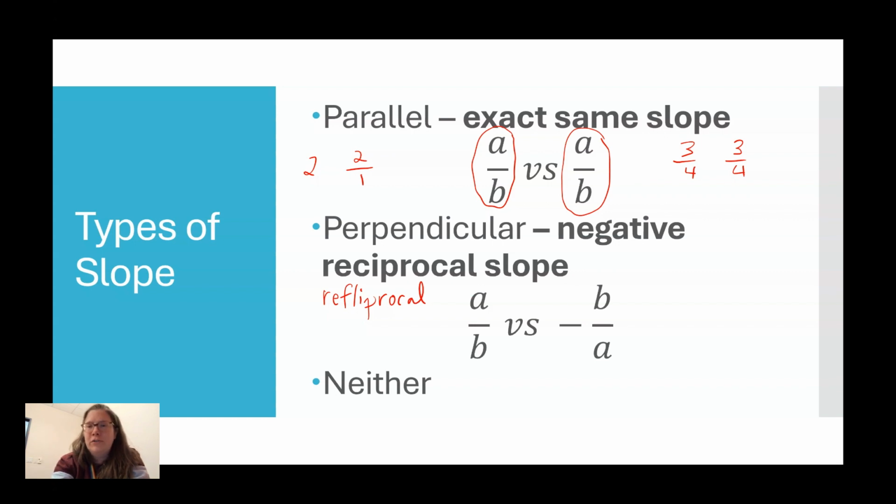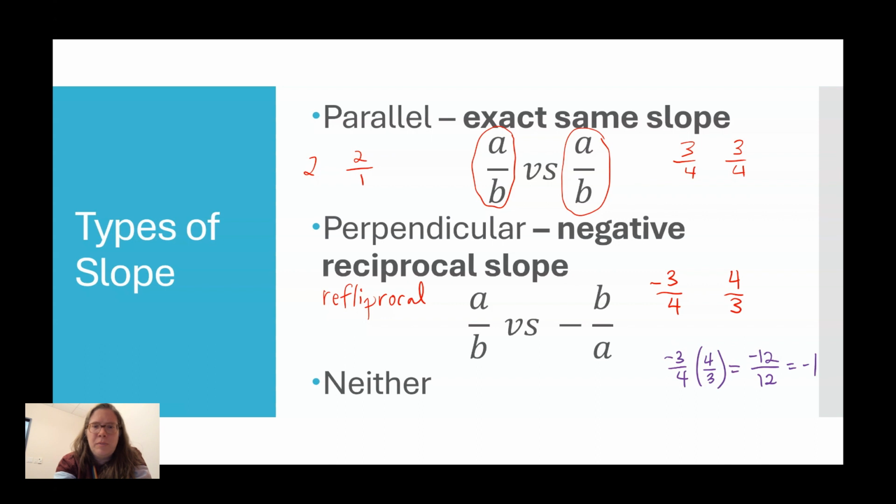So if my first slope was negative 3/4, then the perpendicular slope, we're going to flip it to 4 over 3 and change the sign. So since this one was negative, now it's positive. Perpendicular slopes are always going to multiply to give you -1. So if we notice, when we multiply these, we get -12 over 12, which is -1.